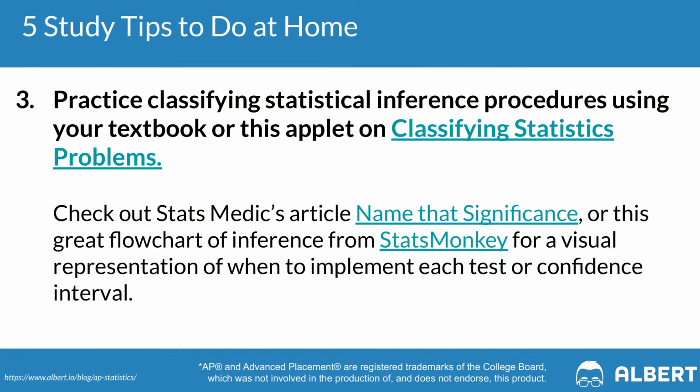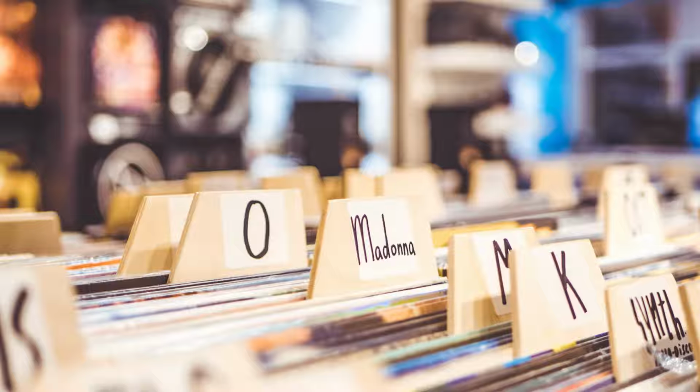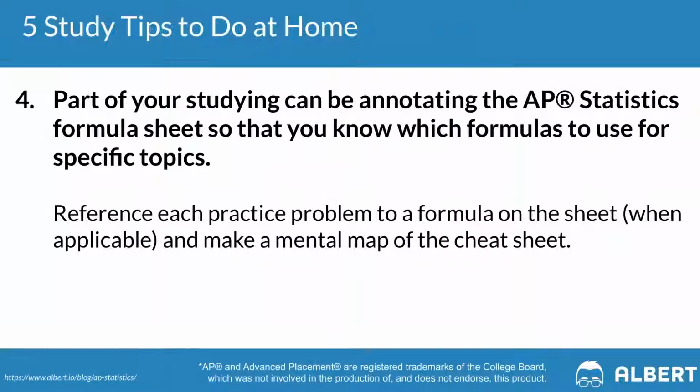Our third tip is to practice classifying statistical inference procedures using your textbook or an app. The resource called Name That Significance by StatsMedic is another helpful resource here when you're working through this tip. You may also find the flowchart on inference by StatsMonkey to be helpful as you practice familiarizing yourself with these concepts. It's really important that you know when to implement a particular test, as well as when to implement a particular confidence interval.